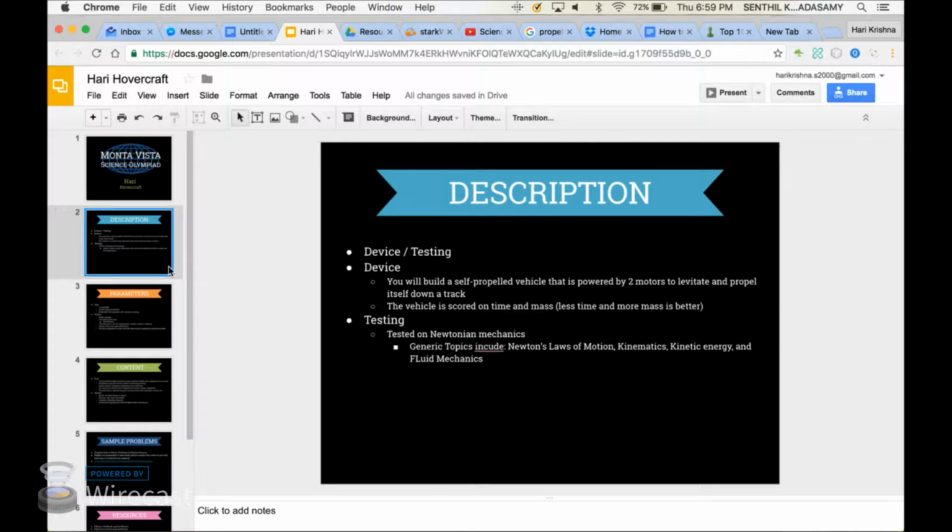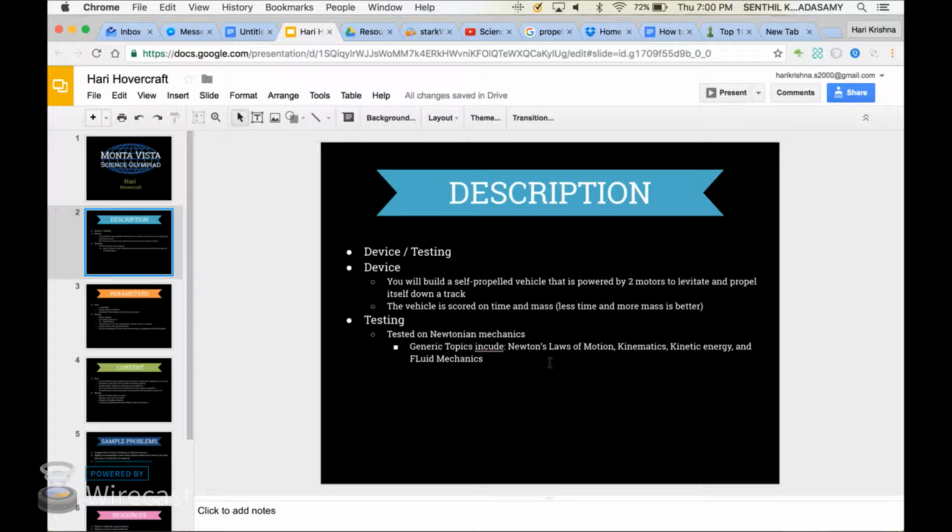So the description of the event, there's two parts to the event. There's a device that you have to build and a task that you'll have to take. For the device, you'll have to build a self-propelled vehicle that levitates or floats in the air, powered by two motors to levitate and propel itself down a track so that it moves. The vehicle is scored on time and mass.